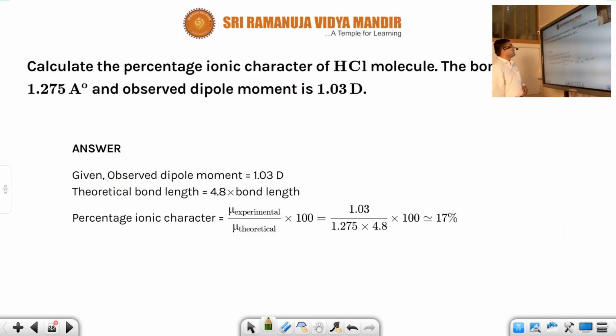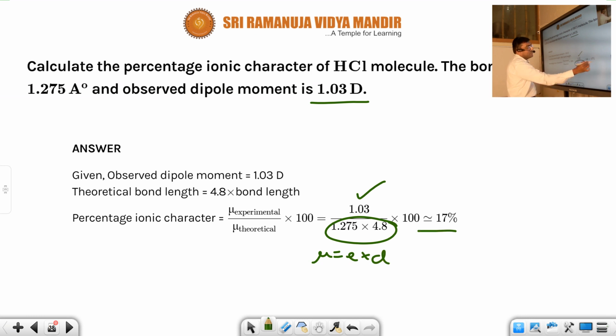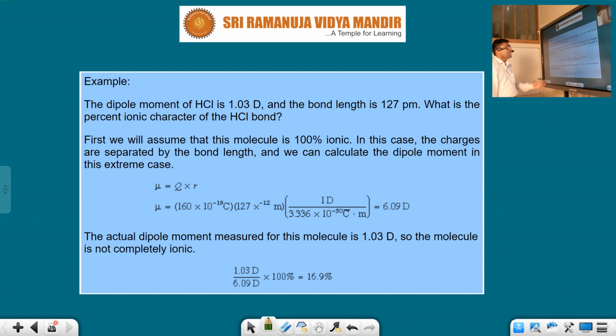This is also a similar example. Observed is given as 1.03. Now you calculate: mu is equal to e into d value. So you get 17%. Similarly, you can calculate any number of questions this way.